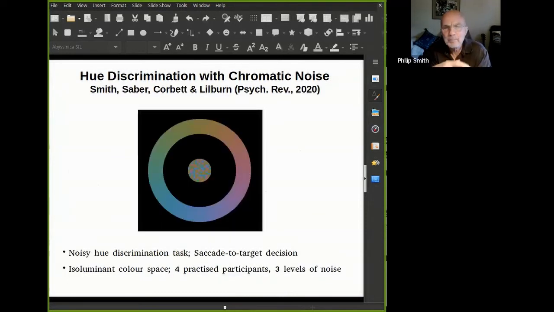Now, the first application that we looked at of this model was looking at decisions about noisy color patches which were perturbed with chromatic noise.